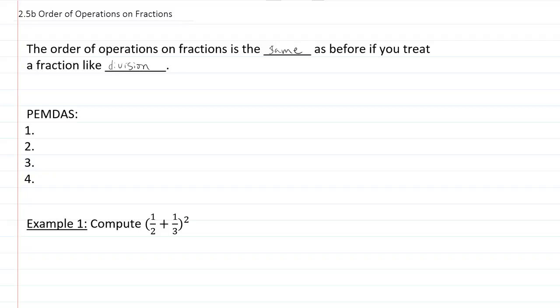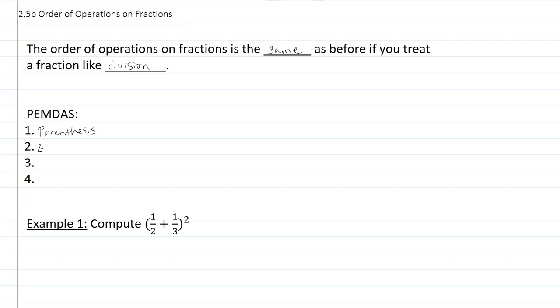Let's go through PEMDAS again as a review. PEMDAS is the acronym we use for the order of operations. First off, P stands for parentheses, and we always do parentheses first. You can think of parentheses as highlighting what we need to do first.